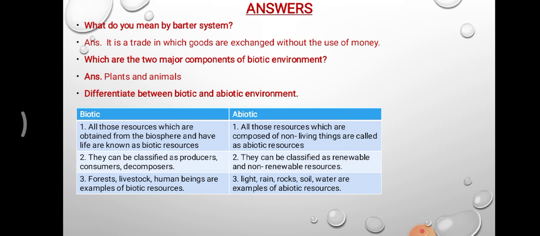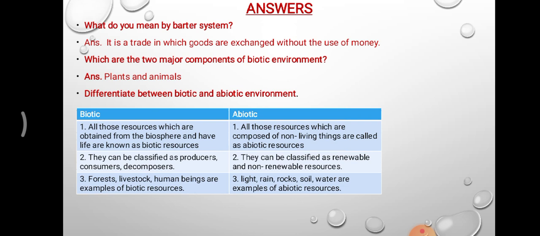Difference between biotic and abiotic environment. Biotic, first point: all those resources which are obtained from the biosphere and have life are known as biotic resources. Abiotic: all the resources which are composed of non-living things are called abiotic. Second point of biotic: they are classified as producers, consumers and decomposers. They can also be classified as renewable and non-renewable resources.